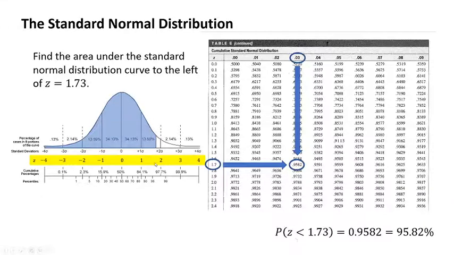Let me back up here for a second. It's going to have a location that is at or smaller than 1.73 standard deviations greater than the mean. In other words, it's either going to be less than the mean or greater than the mean, but not more than 1.73 standard deviations. It's going to be somewhere in this blue section here. So 95.82% of the data is going to be somewhere in here.